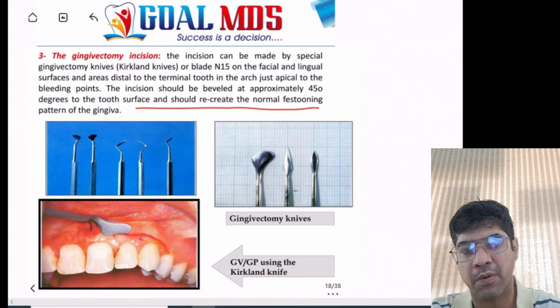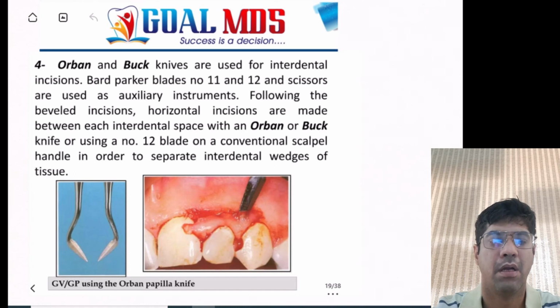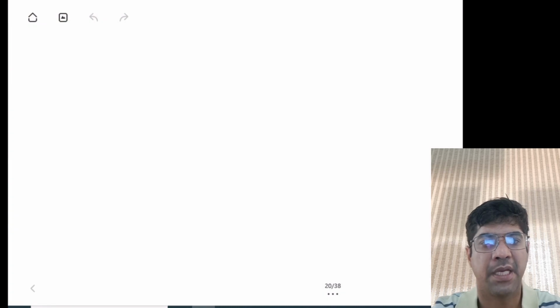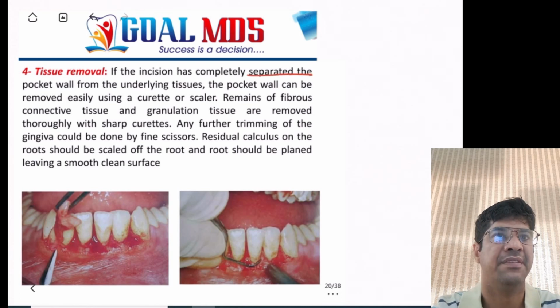So you have to control the bleeding, suture, and post-operative instruction can be given to the patient. If the incision has completely separated the pocket wall from the underlying tissue, the pocket can be removed easily using a curette or scaler.